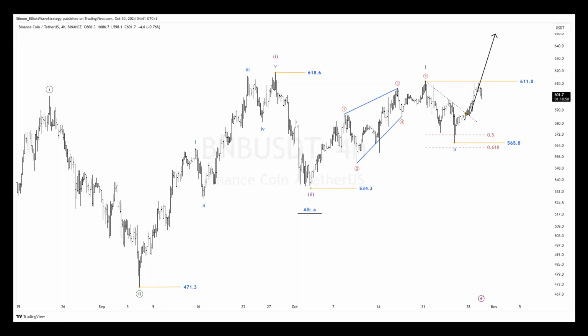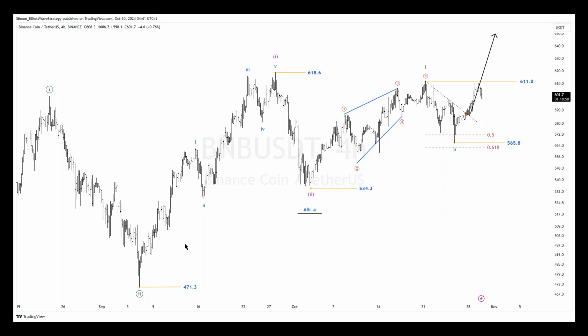Hello, I'm Siinom. Today we're going to look at crypto. It's been a long time since we made a video on Elliott Wave. So the first chart of the day is Binance Coin, the BNBUSD.